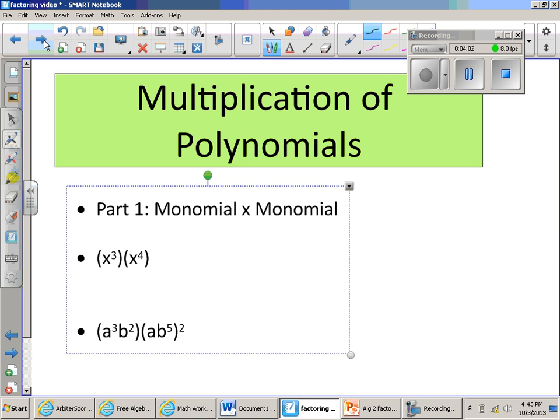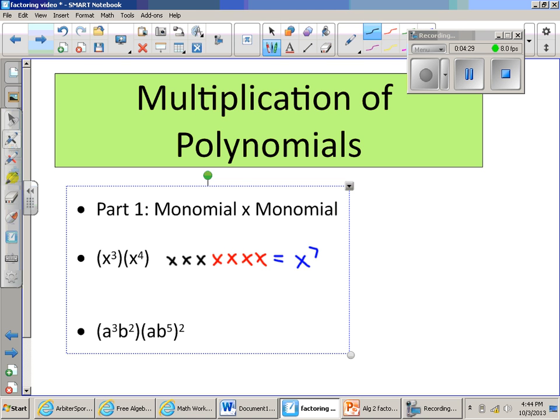Now let's multiply polynomials. We're going to start by multiplying a monomial times a monomial. Here we have x cubed is x, x, x, x to the 4th, the x, x, x, x. How many x's do we have? 7. So we have x to the 7th power.